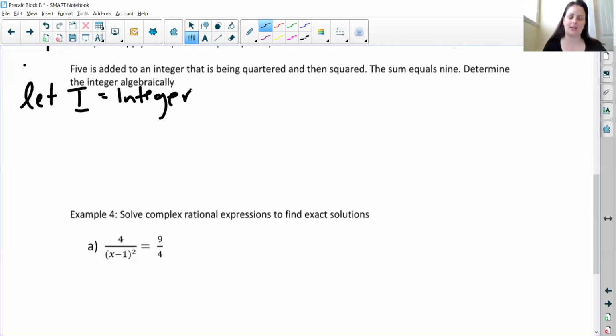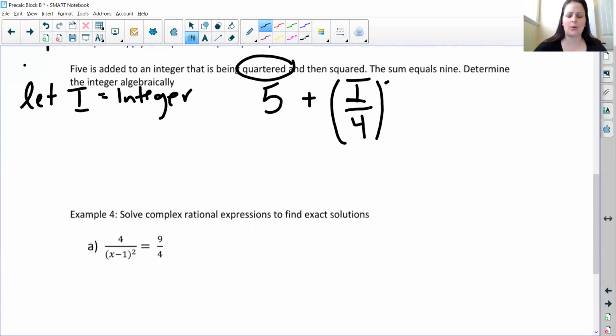we're going to make a mathematical equation with the information given to us. So 5 is added to an integer that is being quartered. So that means this integer is being divided by 4 and then squared. So this integer is not only being quartered, it is also being squared after it is quartered. It's not being squared first and then quartered. The sum, so 5 plus whatever this is, equals 9.